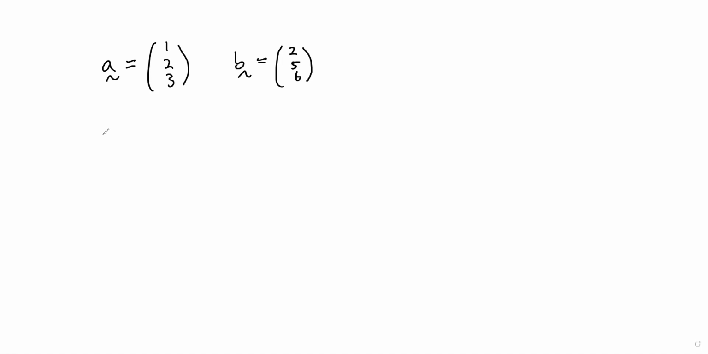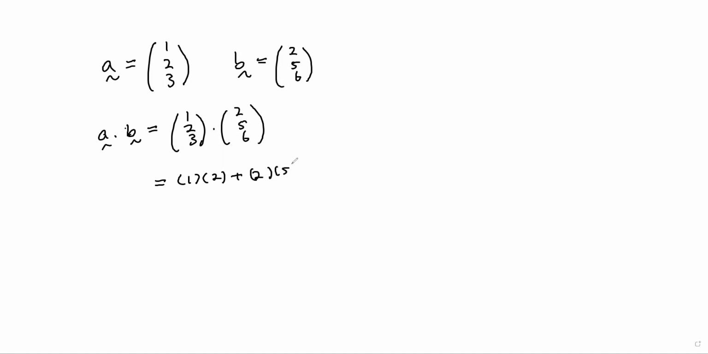So how do we compute a dot product? This is how it works. A dot B, which is 1, 2, 3 dot 2, 5, 6. First we take 1 times 2 plus 2 times 5 plus 3 times 6. That will give us 2 plus 10 plus 18, so that is 30. This is the dot product of A and B.